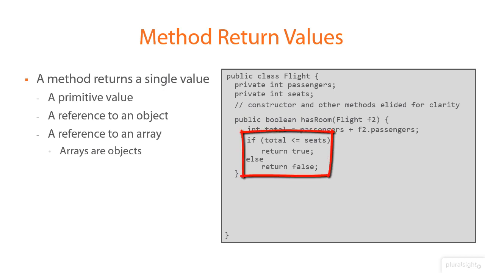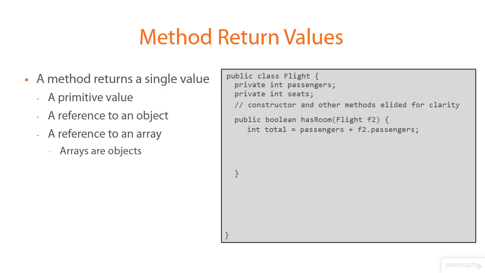Notice the code we're using for our return value here. If total less than or equal to seats resolves to true, we return true. If total less than or equal to seats resolves to false, we return false. Rather than having the if and then the return, why don't we just use that value directly? We can replace that if statement by simply saying return total <= seats. Whatever that resolves to will be our return value.